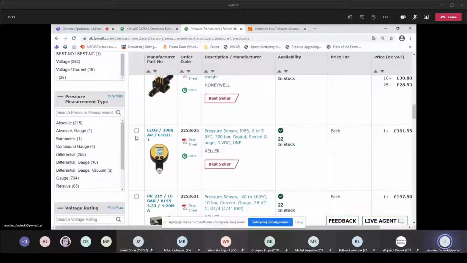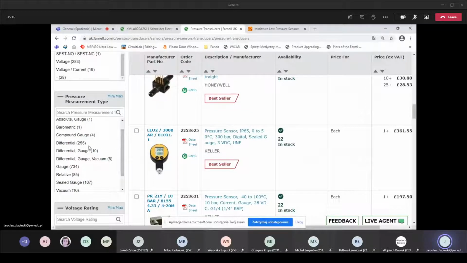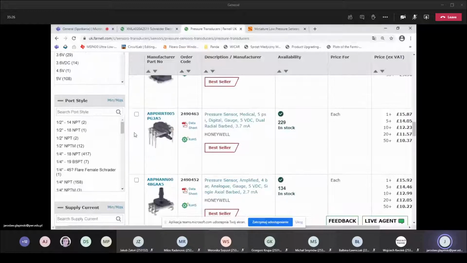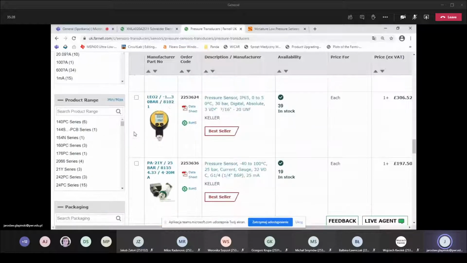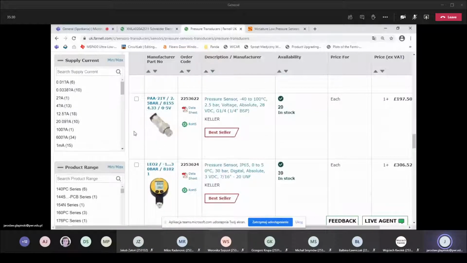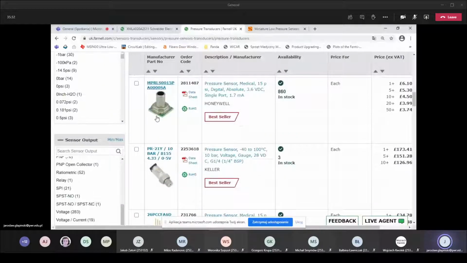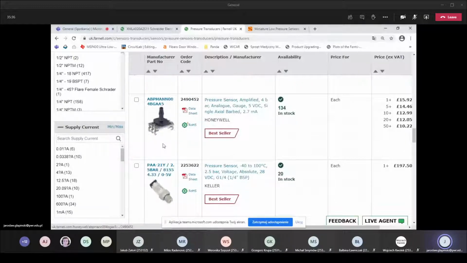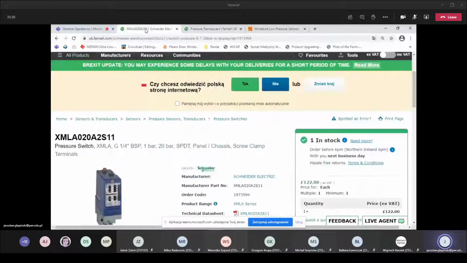Of course, we can choose the pressure measurement type, because we've got, as you can see, differential or gauge or absolute measurement sensor. What's more important? Maybe it's not so important. So, of course, you can see that there are different types of these measurement units. So maybe I will show you some.